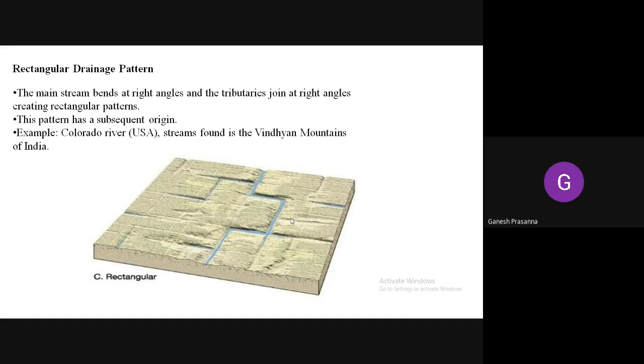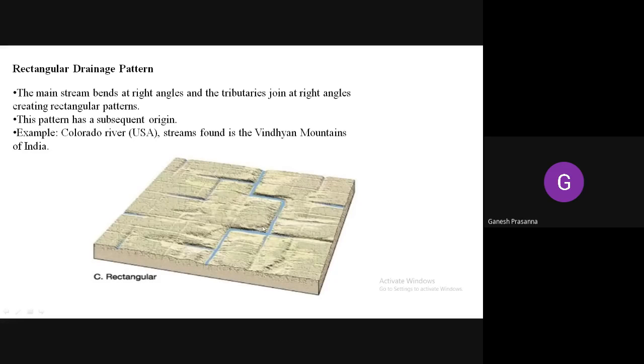For example, you can see the Colorado River in the USA and also the streams found in the Vindhyan Mountains of India. All of them create a rectangular drainage pattern. You can see the main stream here, bending at right angles, and the tributaries join at right angles.